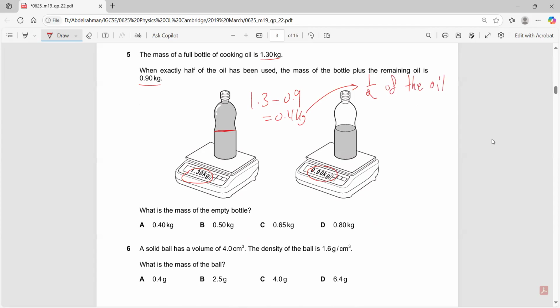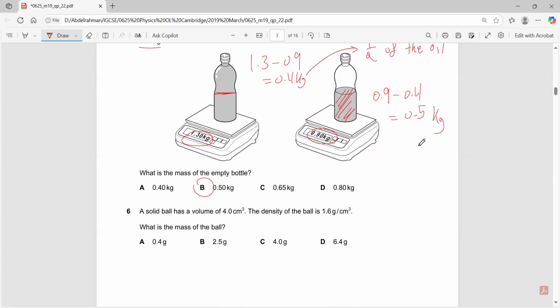Half of the oil. Can I remove the remaining half? Yes, I can remove this remaining half, because if half of the oil is 0.4, then the other half is also 0.4, indicating that if you subtract 0.9 minus 0.4, the mass of the empty bottle would be 0.5 kilograms. You have to remove the remaining half of the mass of the oil.